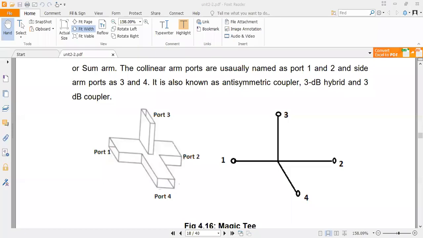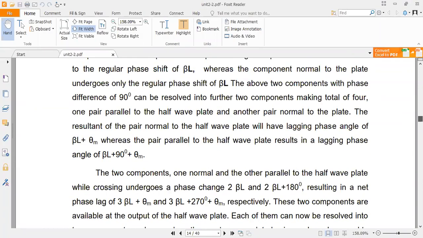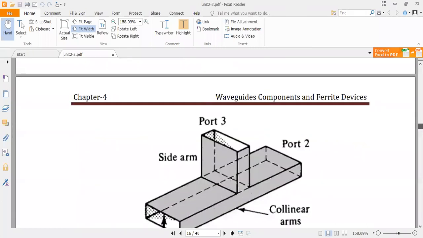So we are discussing about magic T. We already completed the analysis of E-plane T and H-plane T. We have seen the E-plane T and H-plane T having three ports. Do you remember what are the diagrams we have seen and what is the analysis we have done for E-plane T and H-plane T? So this is the structure of E-plane T, not the circuit diagram.